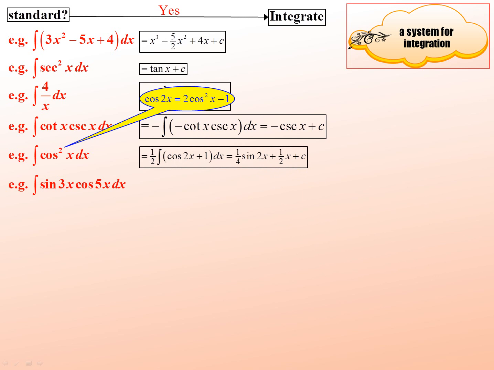Now the integral of cos 2x is half sin 2x. With that half gives it a quarter, and the integral of half is half x, plus the c.